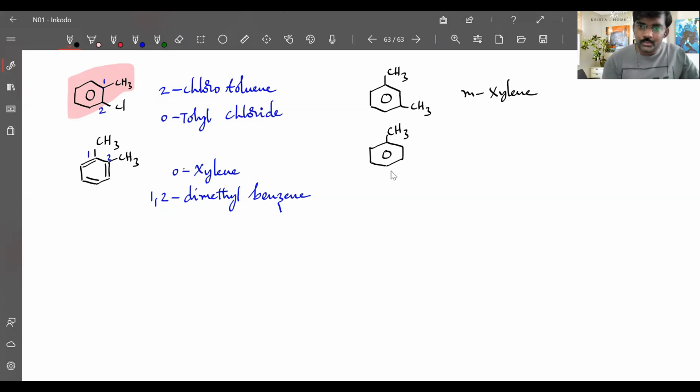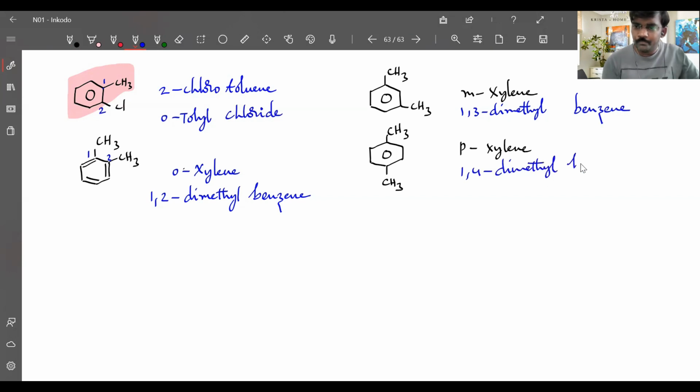Similarly, if you have two methyl groups on a benzene ring in the para position, this is called paraxylene. If you want their IUPAC names, you can write 1,3-dimethylbenzene for meta. Paraxylene means 1,4-dimethylbenzene. So like that, you can write their IUPAC names. So 1,3, 1,2, 1,4 are called ortho, meta, para substituted.